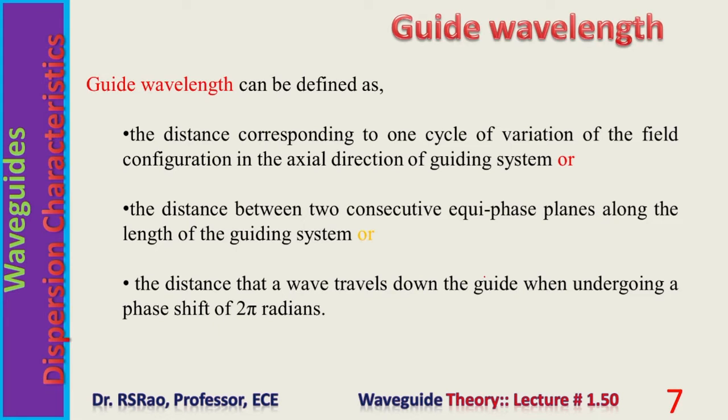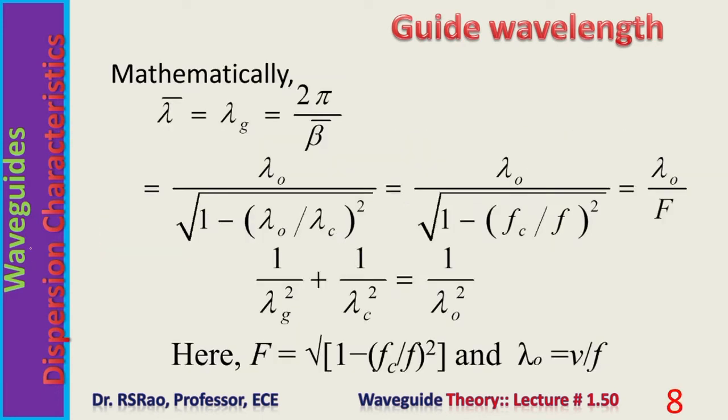Now we consider guide wavelength. What is guide wavelength? The definition is there. Three or four equivalent ways of defining it are available. It can be defined as the distance corresponding to one cycle of variation of field configuration in the axial direction of the guiding system, or the distance between two consecutive equiphase planes along the length of the guiding system, or the distance that a wave travels down the guide while undergoing a phase shift of 2 pi radians. These are all the same, but put in different words. Mathematically, it is indicated by lambda bar or lambda g.